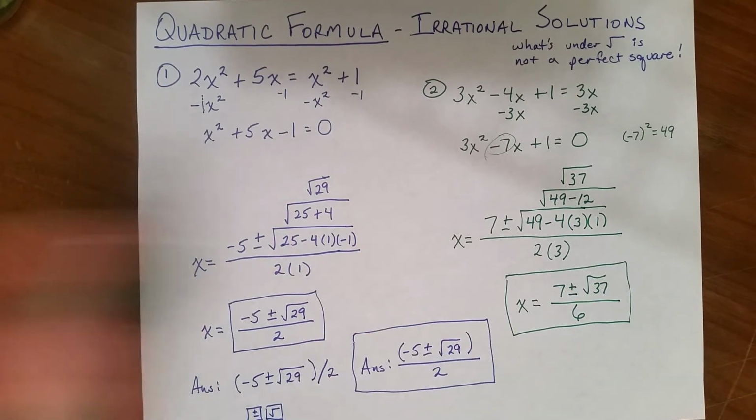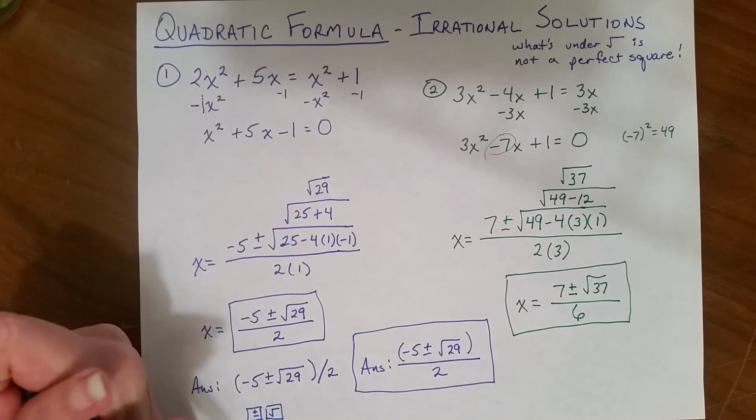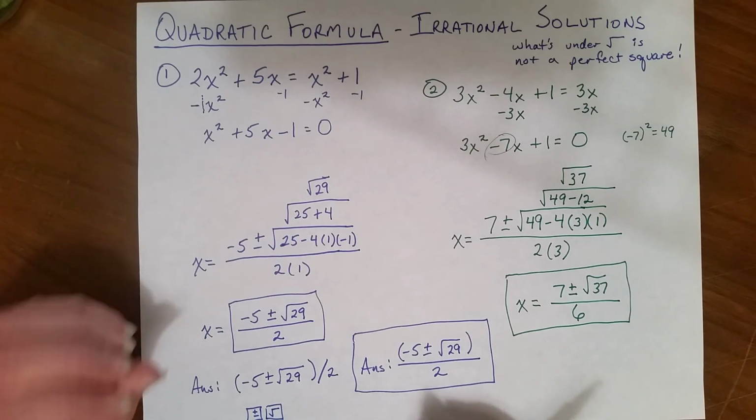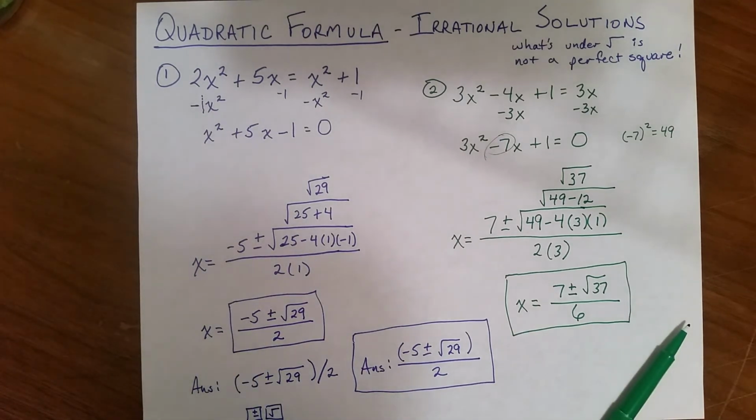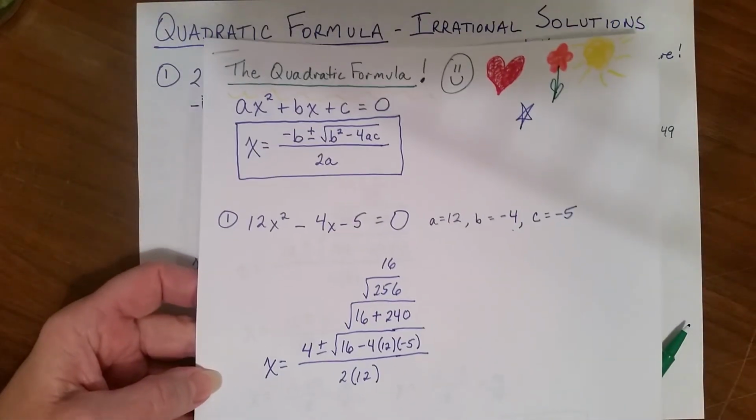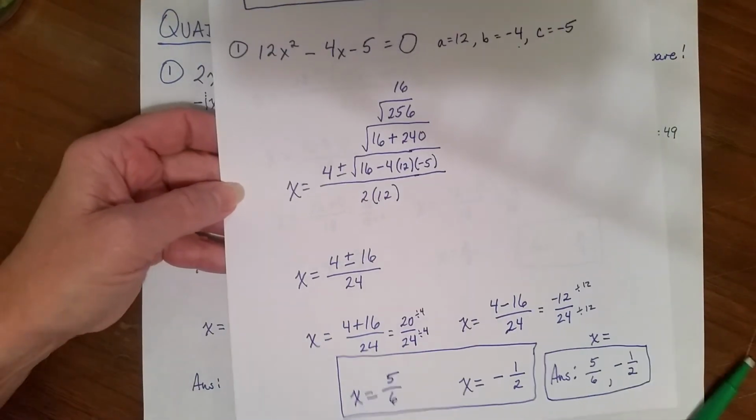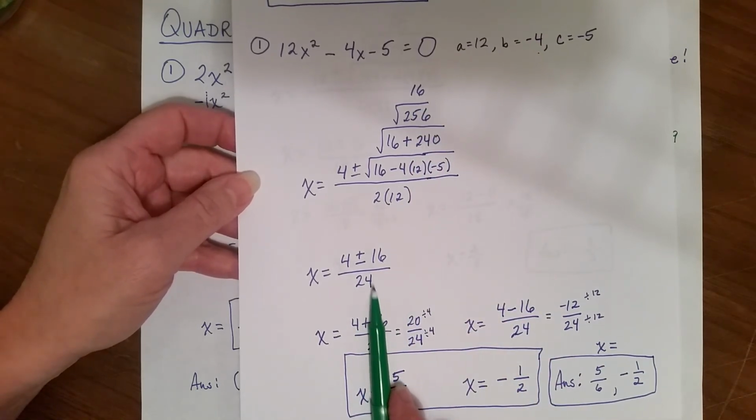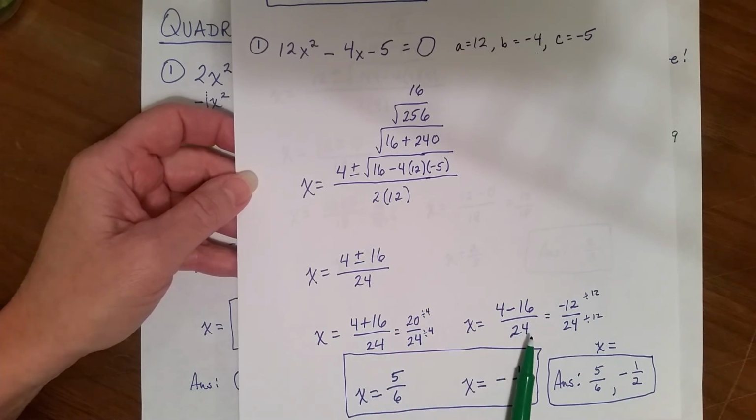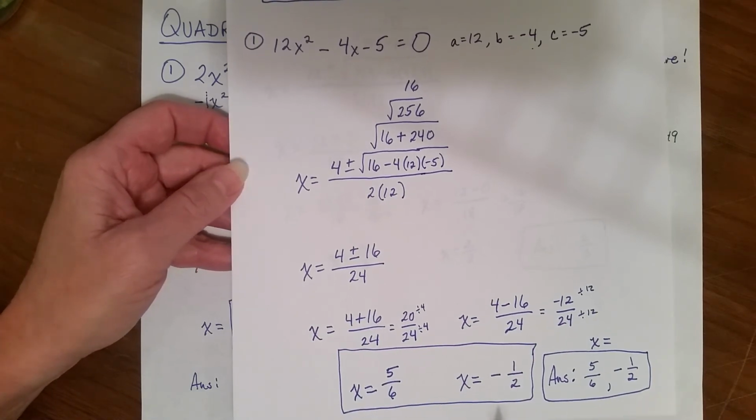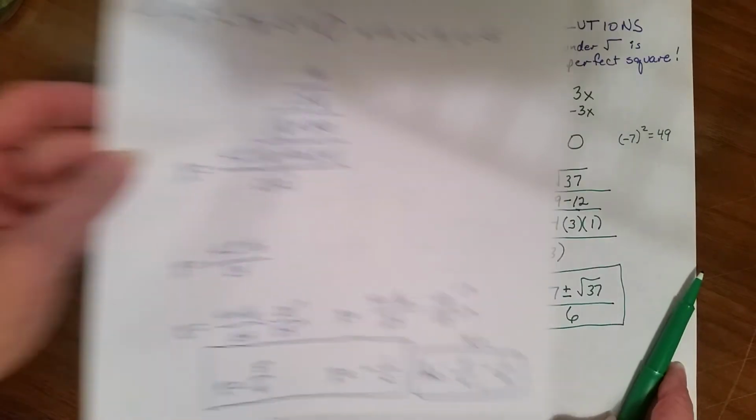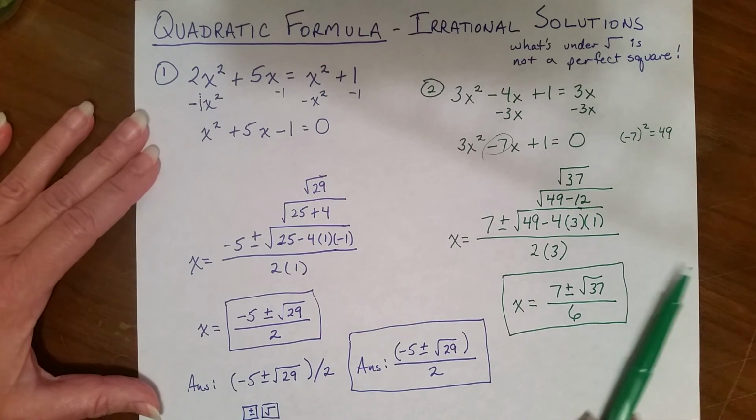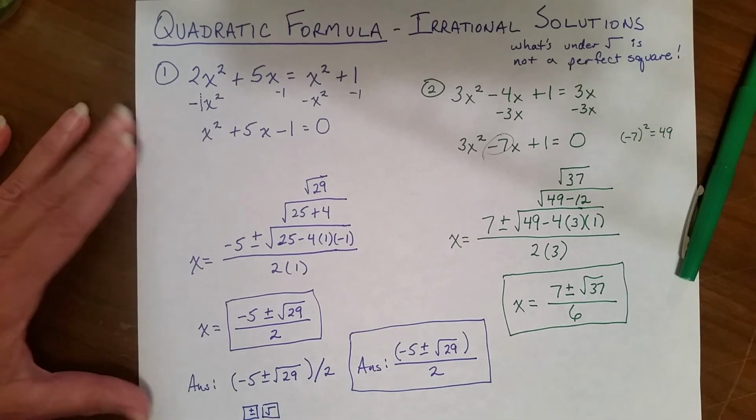So that's it. What I'm going to have you do for homework is some more quadratic formula where you do get rational solutions like we did on Wednesday. Let me pull out that piece of paper so you remember that. This is what we did on Wednesday, where we actually got rational solutions. For example, here, the square root of 256 was 16, and then we broke it into the two parts, 4 plus 16 over 24 and 4 minus 16 over 24. So I'm going to have you practice some more of the rational solutions, and then I'll have you practice some of these where your solutions are irrational. And that should do it.